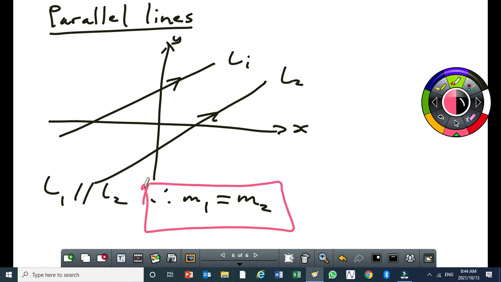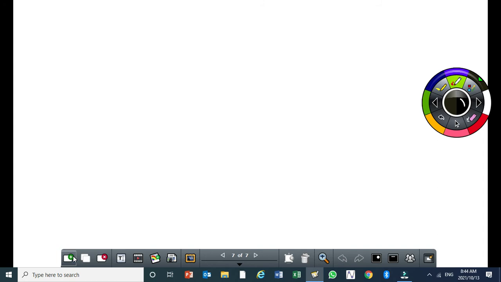This is very important. It's a very important concept. Okay, I need to move on over my time. Perpendicular lines.